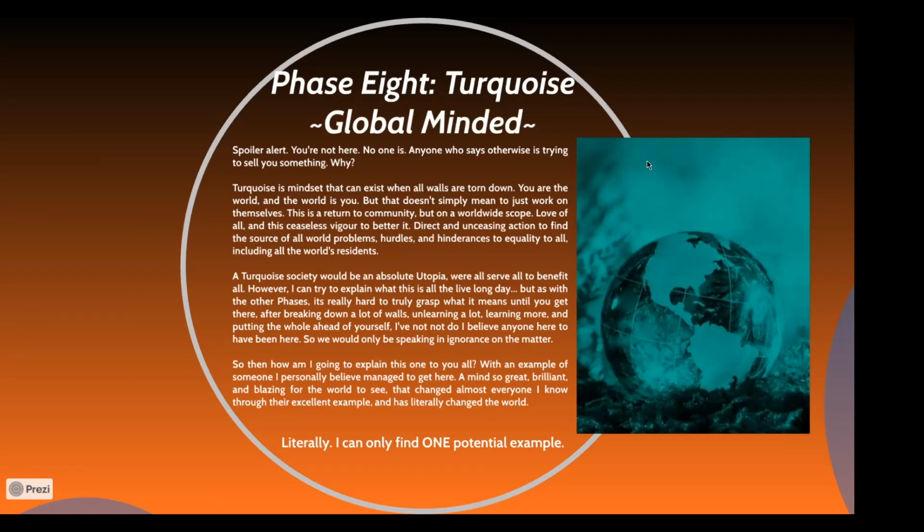But that does not simply mean working only on themselves. This is a return to community. Once again, we're going back to the community, but on a worldwide scope. They realize the entire world is dependent on each other. What happens in one country affects another, even in ways that we don't see. As Martin Luther King Jr. said, injustice anywhere is a threat to justice everywhere.